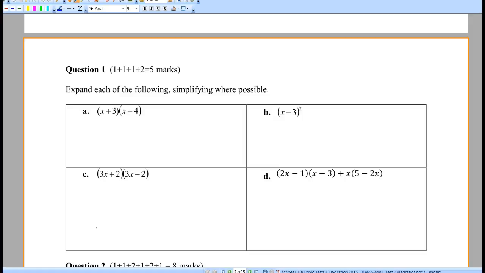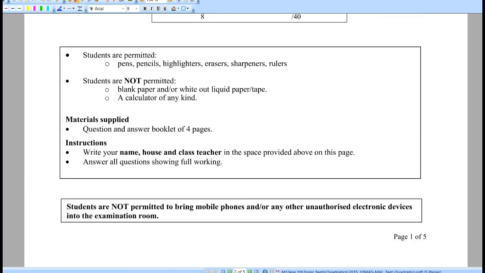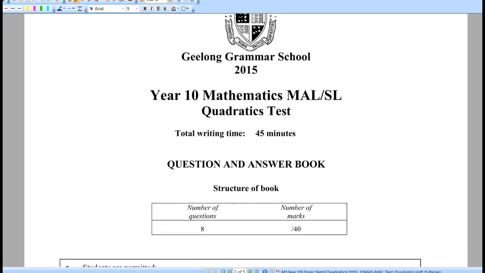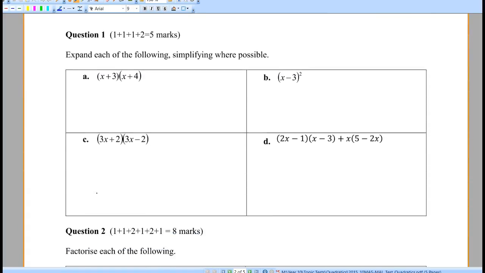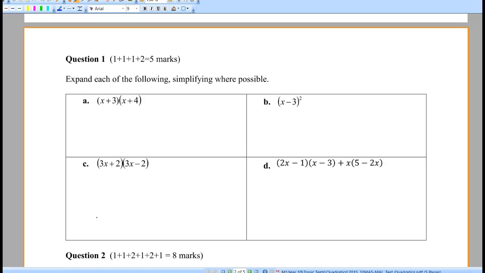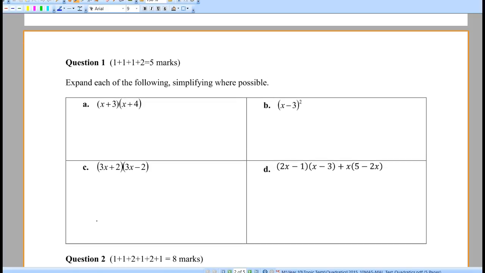Okay, so Year 10, we've got a quadratics test coming up. I thought I'd do a little screencast here and just talk through last year's test, so go through the solutions to that. Maybe that'll help you with your preparation. Okay, that's the idea anyway.